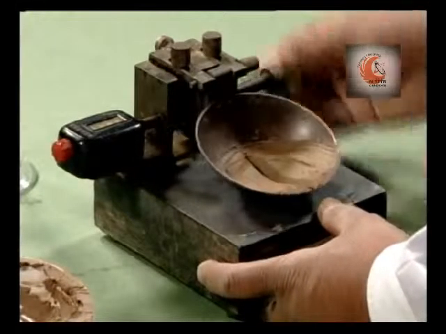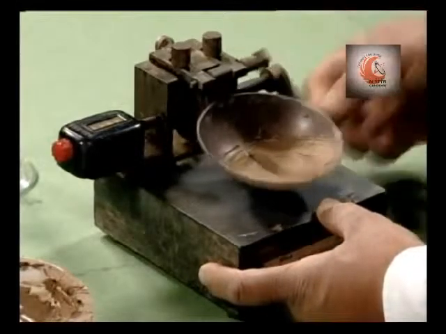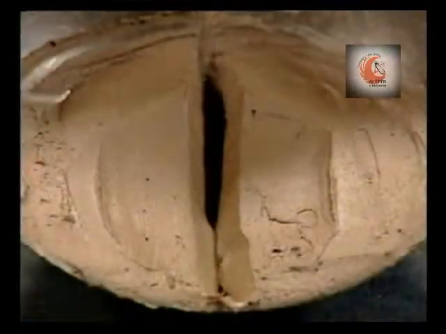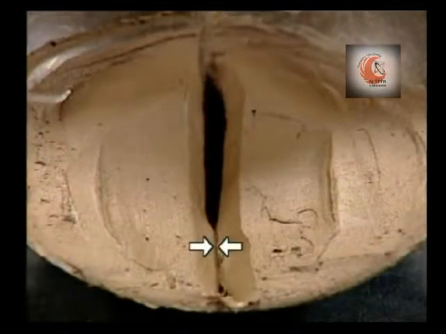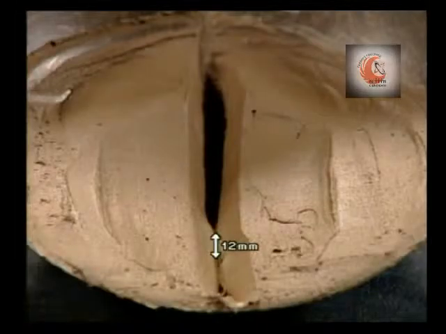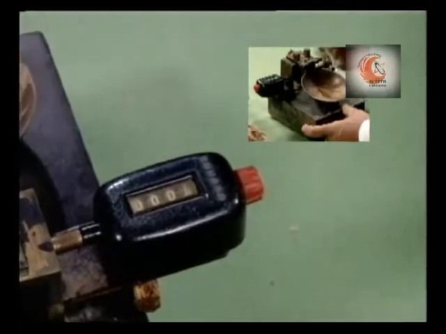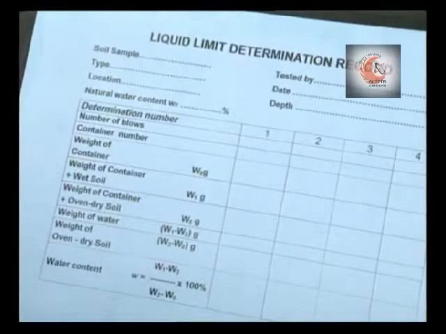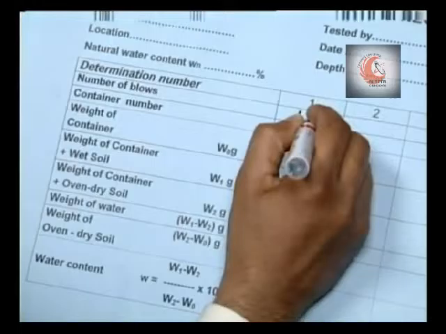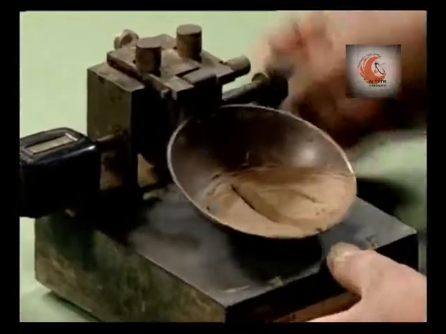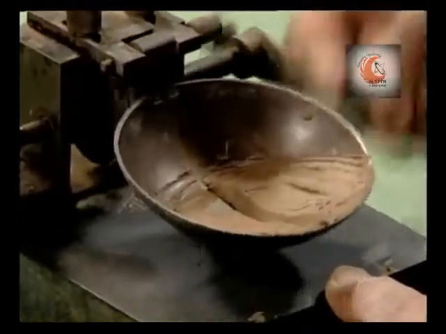Now, lift and drop the cup by rotating the handle at the rate of 2 revolutions per second till the two halves of the soil cake come in contact by flowing and not by sliding with the bottom of the groove along a distance of about 12 millimeter. Count the number of blows required and record the reading in the proforma. Ensure that the number of blows ranges between 15 to 35.